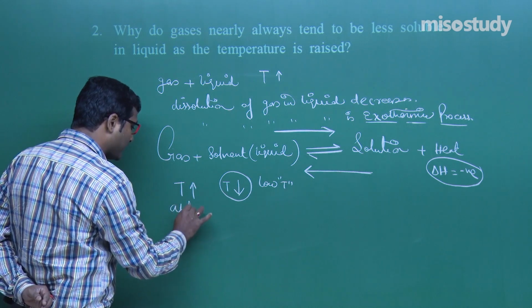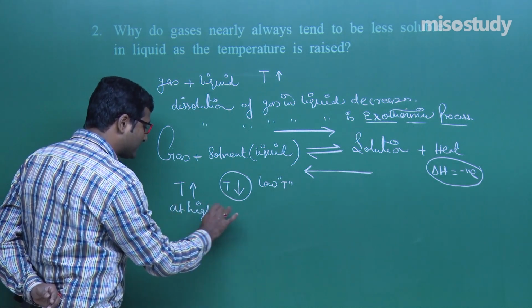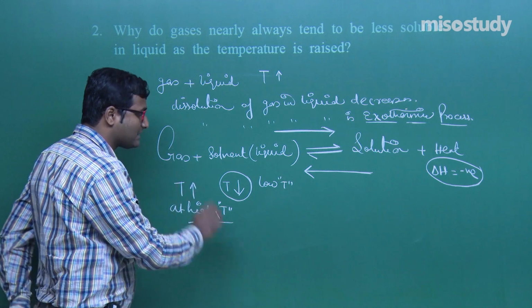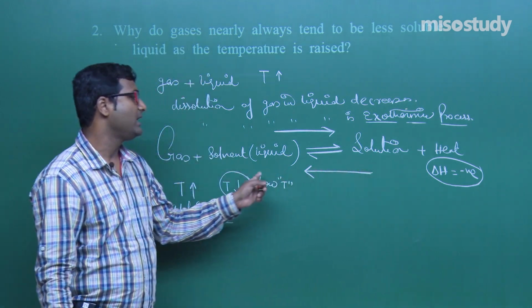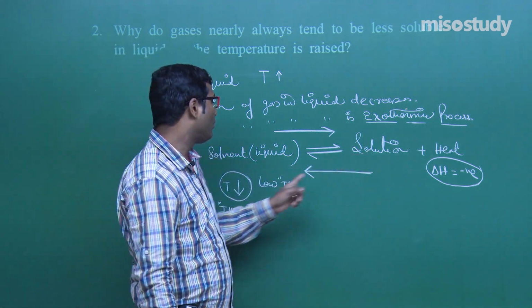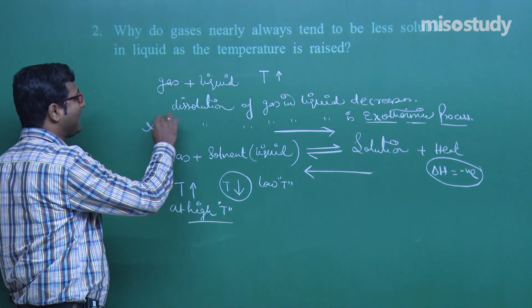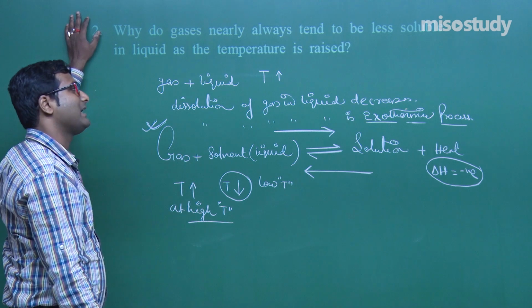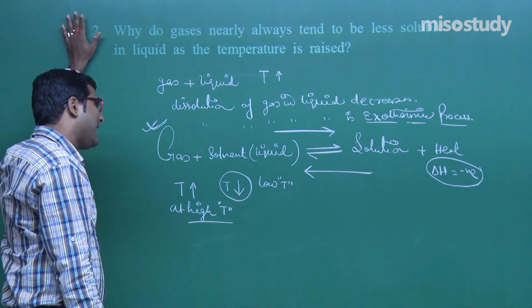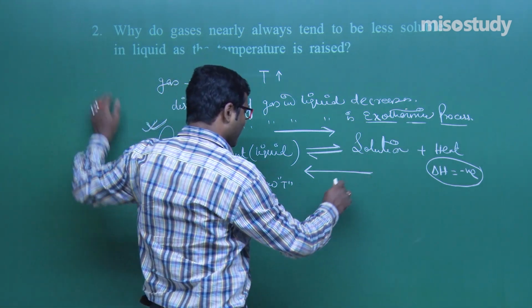At a high temperature, what will happen in this case? Yes, sir. At high temperature, the process will be reversed. That is, no dissolution. In this case, the solubility of gas is less at a high temperature.